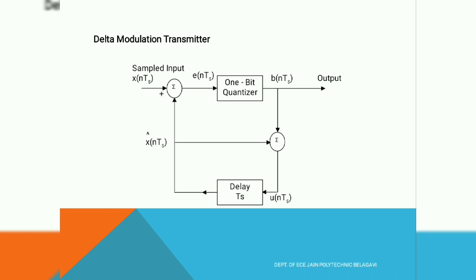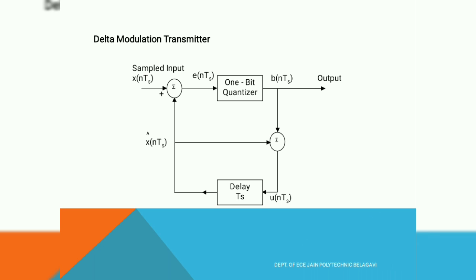Okay, so we will get the difference, that is the error. That error signal is encoded and it is given to the output side. Here you will get some steps, the step size. How do you get the step size? If x of nTs is greater than the quantized signal x cap of nTs, then you will get a positive value, plus delta.